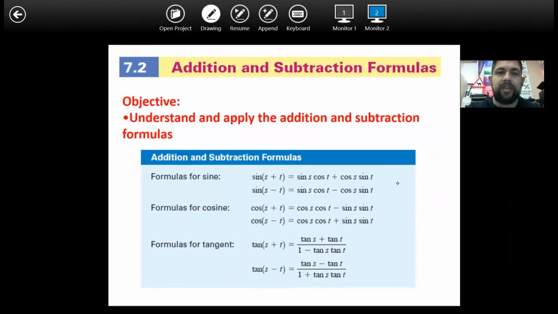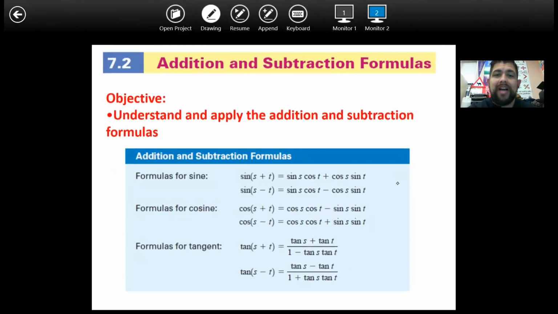So I'm hoping you guys are able to get to 7.2 addition and subtraction formulas. You guys will need your trig sheets today. These are the formulas you guys will be using. And what is also helpful is the bottom trig sheet. Okay, we're going to be using that in a couple of minutes.